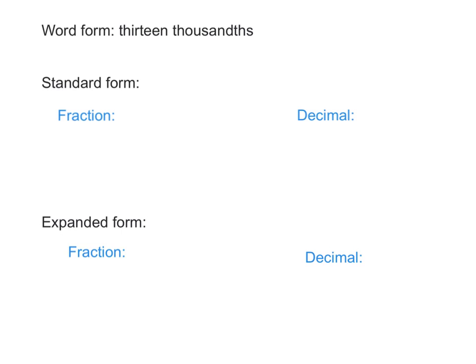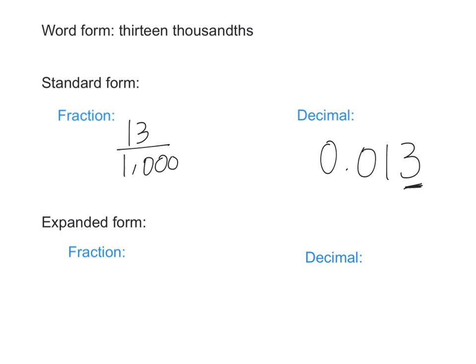So Sporty, what's the standard form using a fraction of 13 thousandths? 13 over 1,000. 13 over 1,000, because then I have 13 thousandths, right? What about using a decimal? How could I write 13 thousandths using a decimal? Aditya? You could write 0.013. 0.013, because I can see this is the thousandths place and I have 13 of those thousandths. Good. Now, let's talk about expanded form.